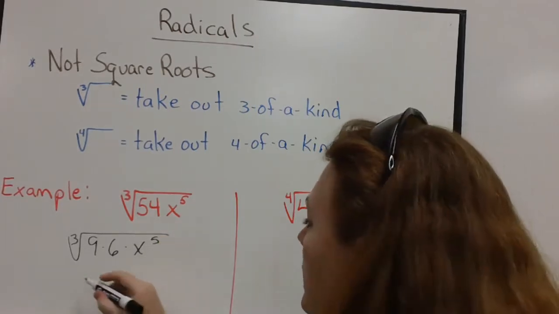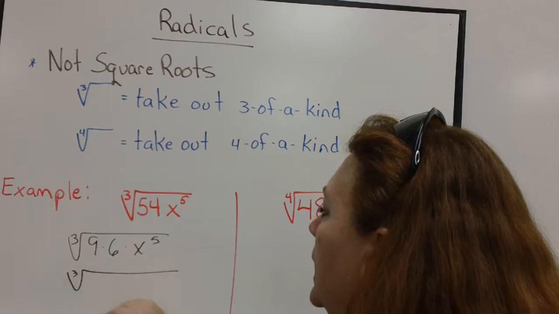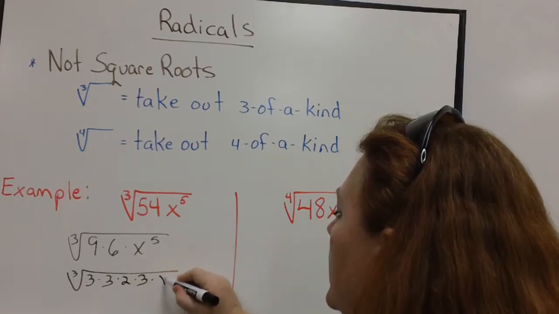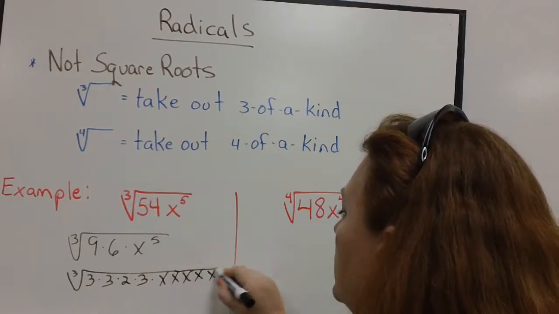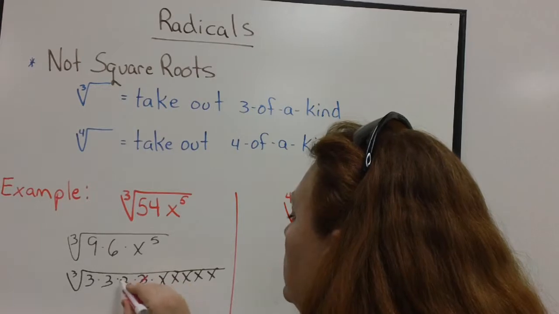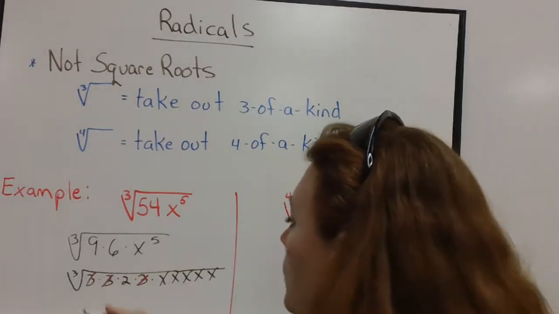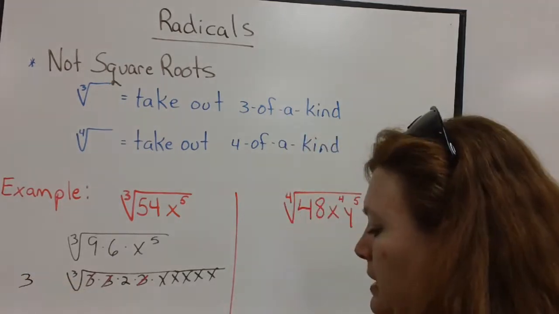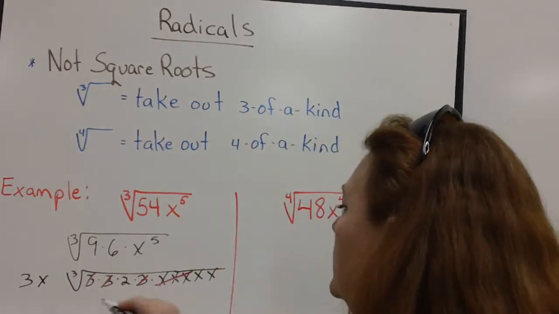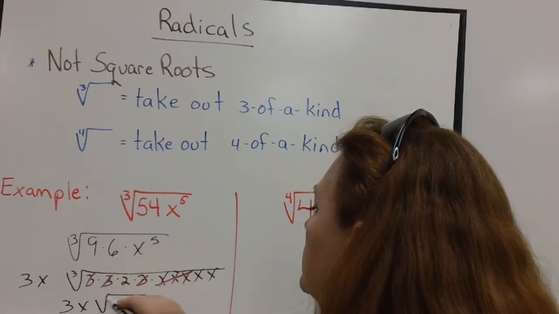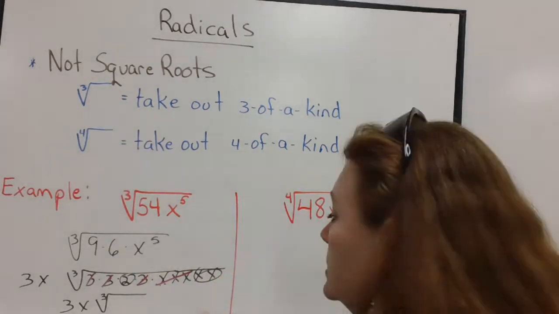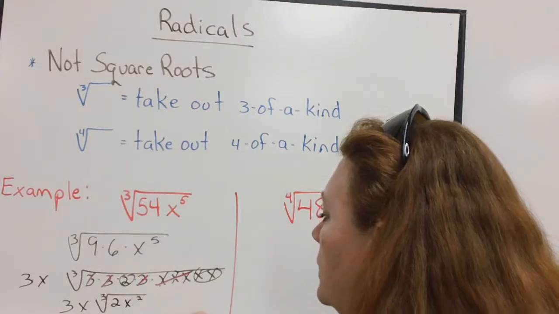And I'm too lazy to write this multiple times, so I'll wait and do it here. Third root, 9 is 3 times 3. 6 is 2 times 3. And I have 1, 2, 3, 4, 5 x's. Now I am looking for 3 of a kind. I have 1, 2, 3 3's, and so that would go to the outside. And I have 1, 2, 3 x's, so that would go to the outside. Don't forget the 3 in the little nook there. I still have a 2 left over, and I have a pair of x's. That would be a 2x squared.